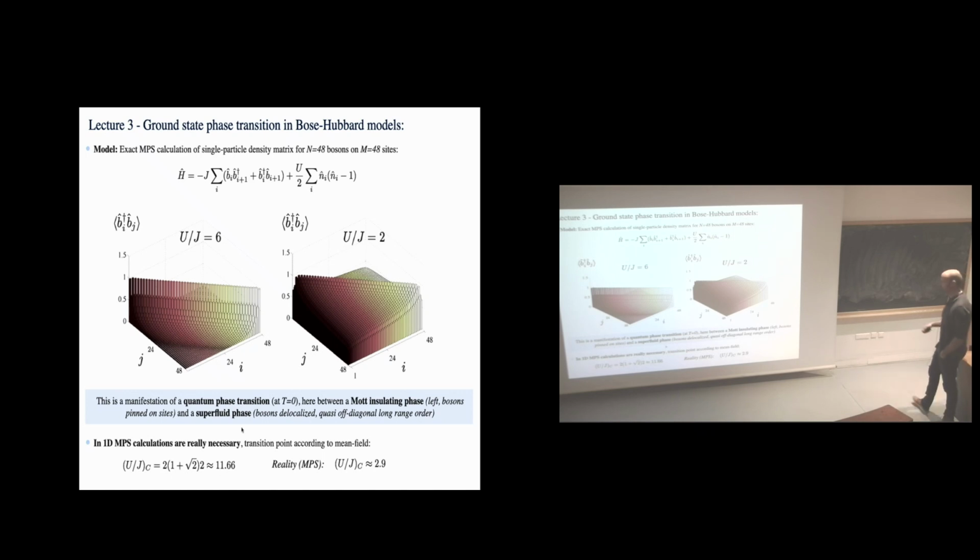One finds something like 11.6. This is the ratio of the interaction strength to the hopping. So you make this larger, then you go into this Mott phase. If you make this smaller, then you go into this superfluid phase. And in reality, it's something like 2.9. So quantitatively, this is quite off.